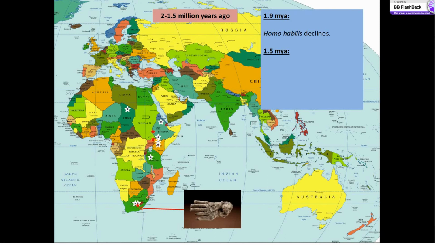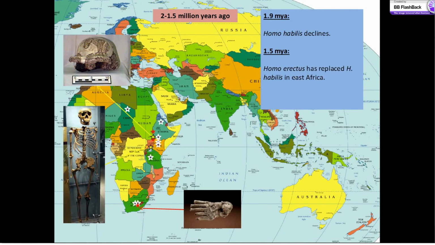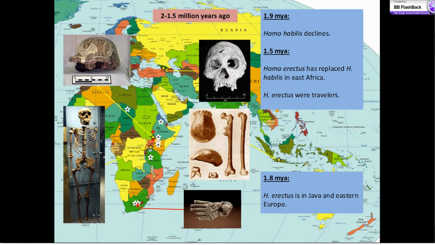By 1.5 million, we see that Homo erectus has now replaced Homo habilis in East Africa. So Homo habilis is no more. It's been replaced by this new population, Homo erectus, or Homo ergaster, if you like. And by 1.8 million, however, we have these funny things going on. We know we have erectus in Eastern Europe at 1.7 million, and at 1.8 million, we have erectus in Java. So there's some funny business here with the dates or the migrations. Something about the story isn't quite right yet.